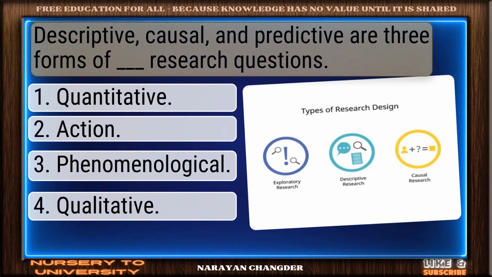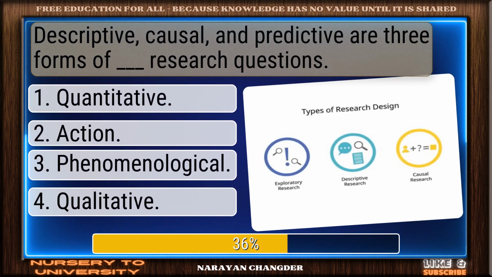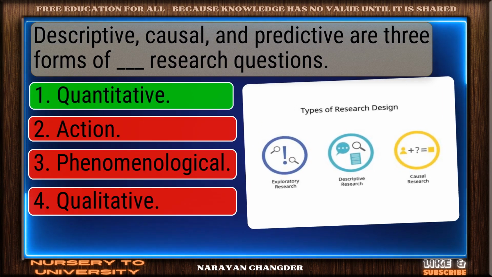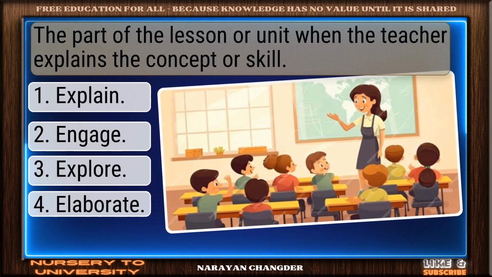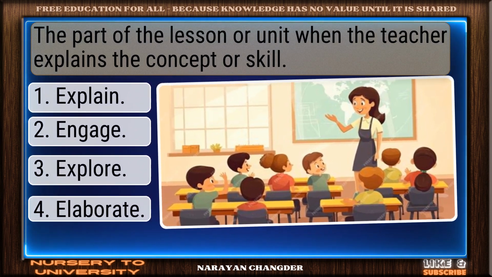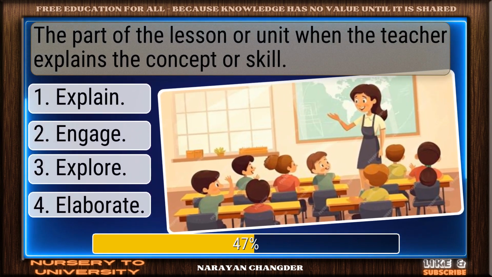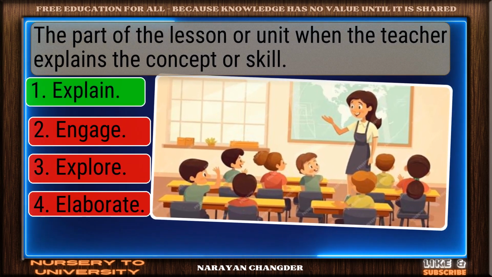Descriptive, causal, and predictive are three forms of dash research questions. Well done. Quantitative is the right choice. The part of the lesson or unit when the teacher explains the concept or skill. Valid point. Explain is true.